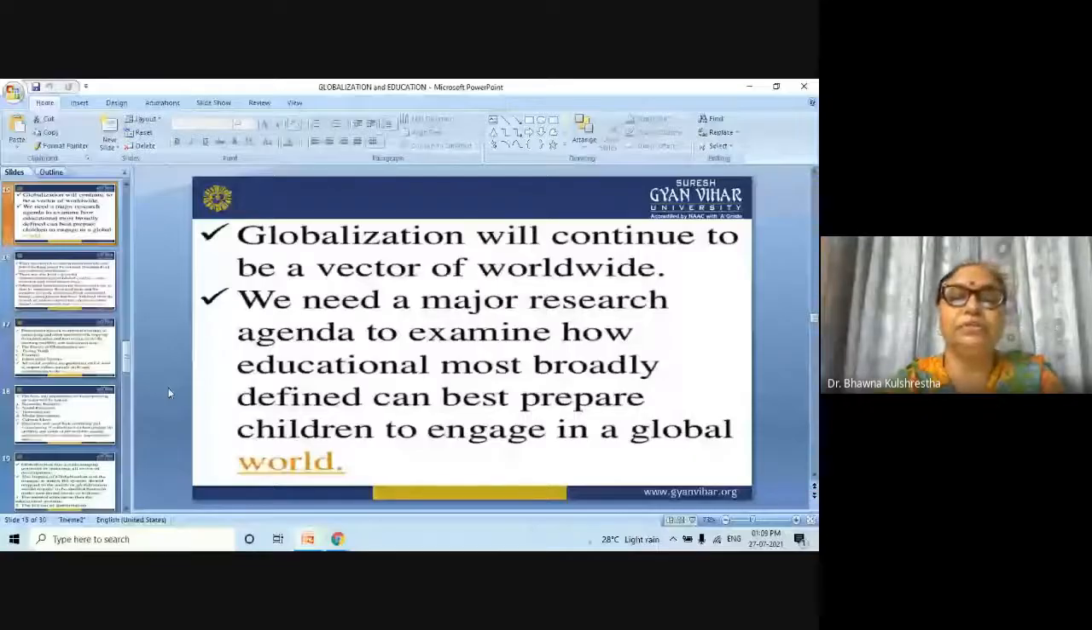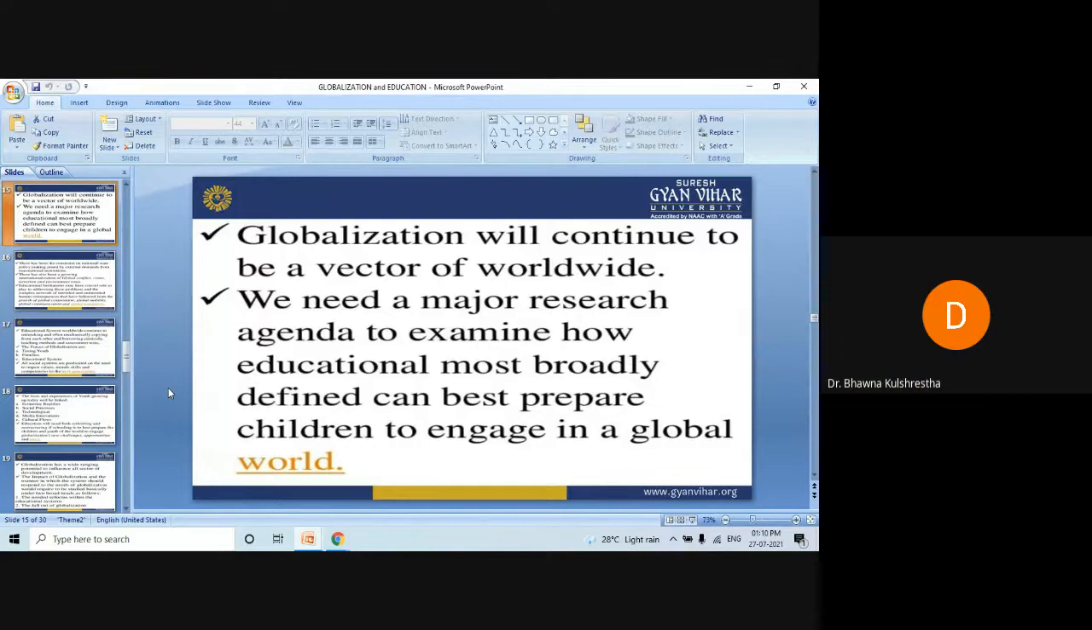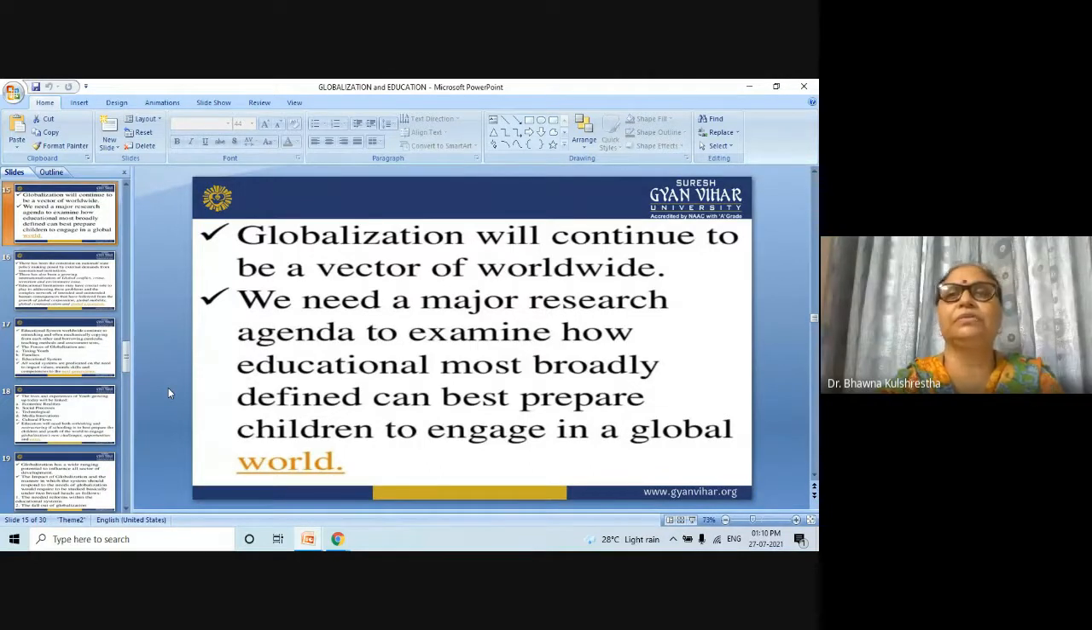Agenda to maximize how education, most broadly defined, can best prepare children to engage in a global world. Evaluating globalization, while the explanatory function of a vision of globalization's intersecting dimensions is highlighted above.